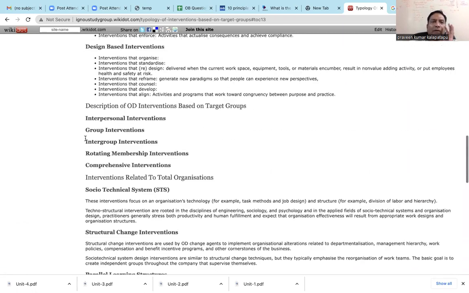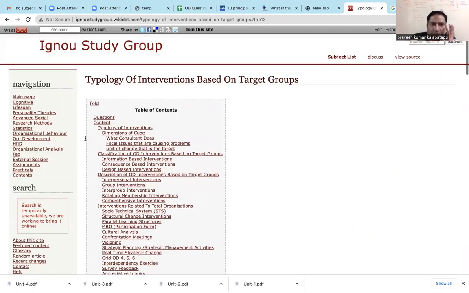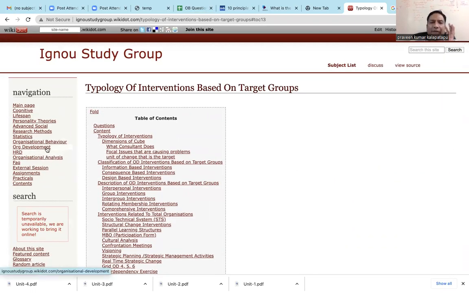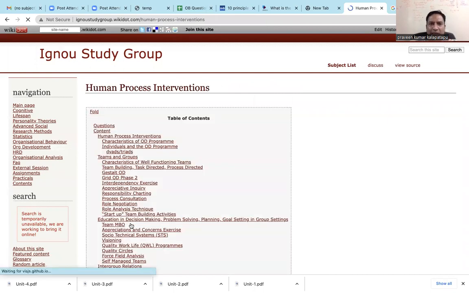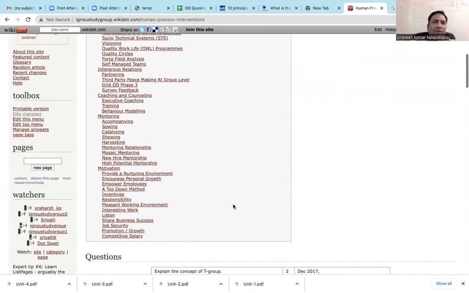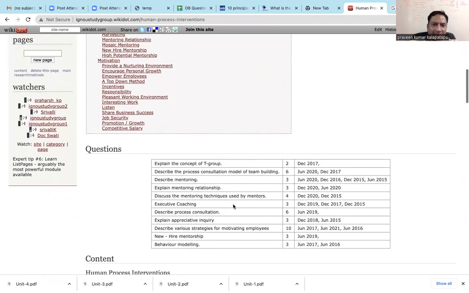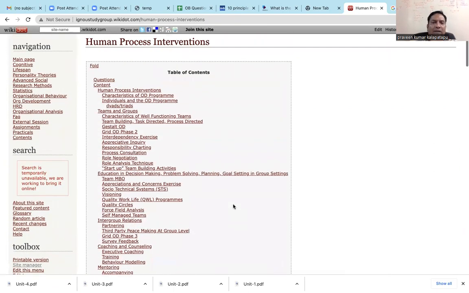So now we are going into the next unit, which is unit 4, which is going to be the last unit as far as this OD is concerned. This talks about human process interventions. All the interventions which are related to the human processes is what this particular unit covers.